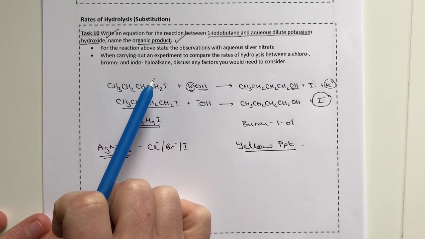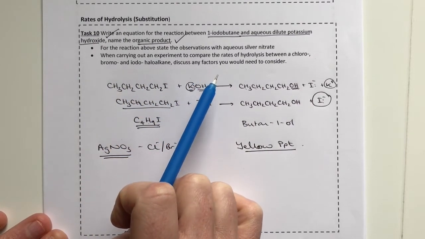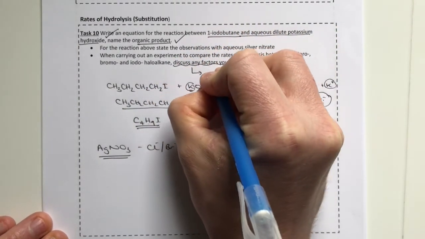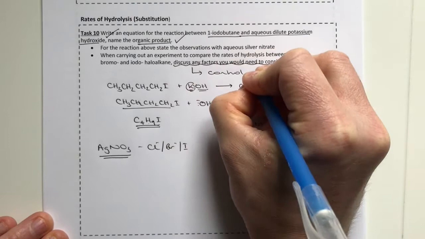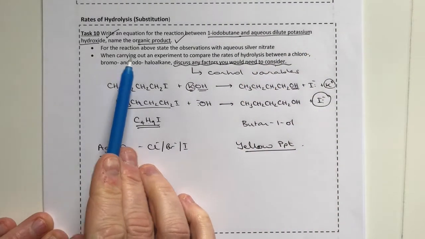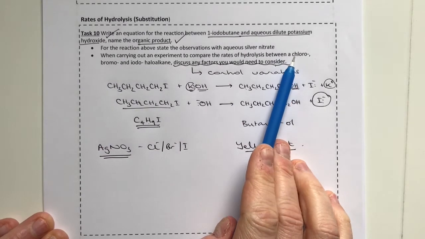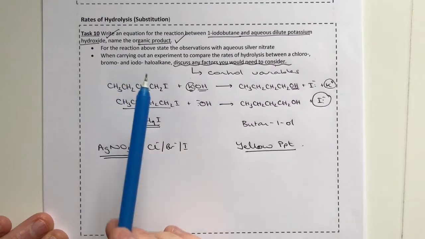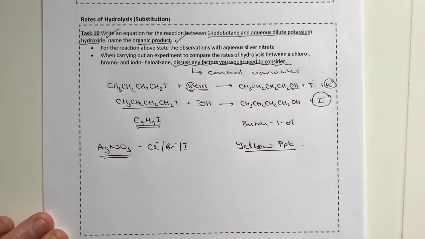Okay, and then finally, when carrying out an experiment to compare the rate of hydrolysis between chloro, bromo, and iodo haloalkanes, discuss any factors you would need to consider. What this is asking us for are control variables. So if I had a beaker with 1-chlorobutane, a beaker with 1-bromobutane, and a beaker with 1-iodobutane, and I wanted to time how long each one took to react, then there's certain things I need to do the same in every single reaction if the results I get are going to be a fair comparison, a fair test.